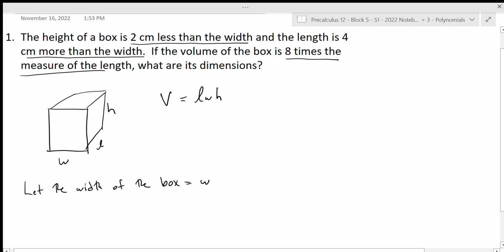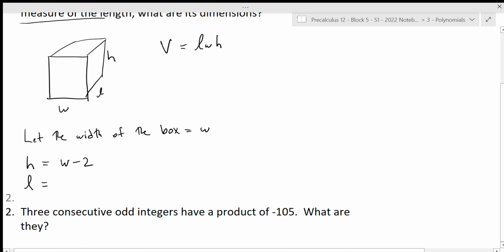So now we have that the height is 2 centimeters less than the width. So that's W minus 2. And then our length of the box is 4 centimeters more than the width. So that would be W plus 4.